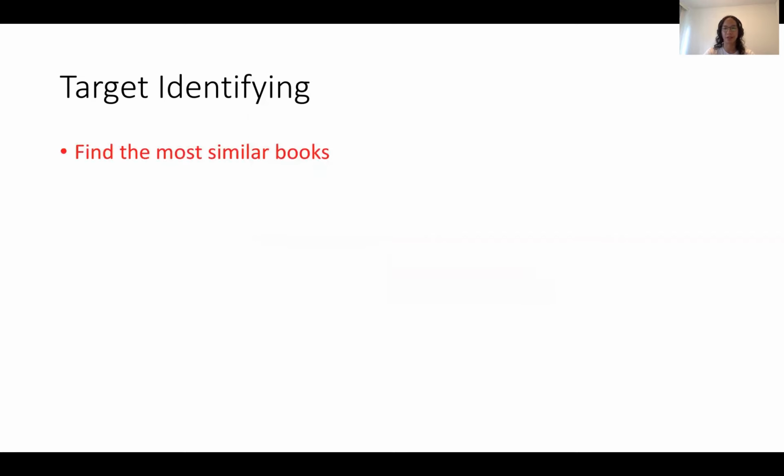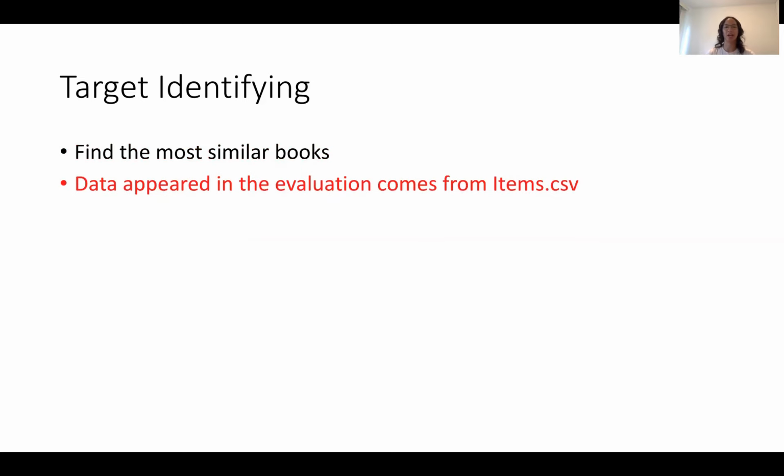And there are some features of the book. First is to find the most similar books to a given book. Second, the data appearing in the evaluation pages comes from the item CSV. And third, the transaction CSV may contain some implicit data, like book covers, that couldn't be received from the item CSV data.